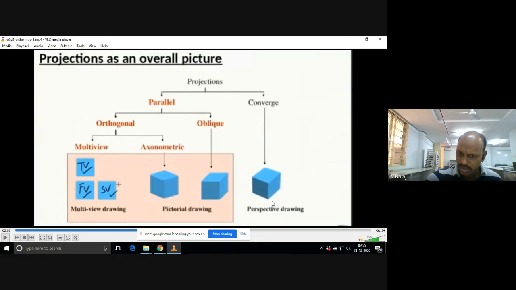And then this perspective drawing, converge. Here also the same thing. We will see the building elevation. If you take a photograph, you would get a different image that comes under this perspective drawing. So this is not there in our syllabus. We are more interested in orthogonal projection: multi-view and axonometric, which we call ISO. These two we are having in our syllabus.